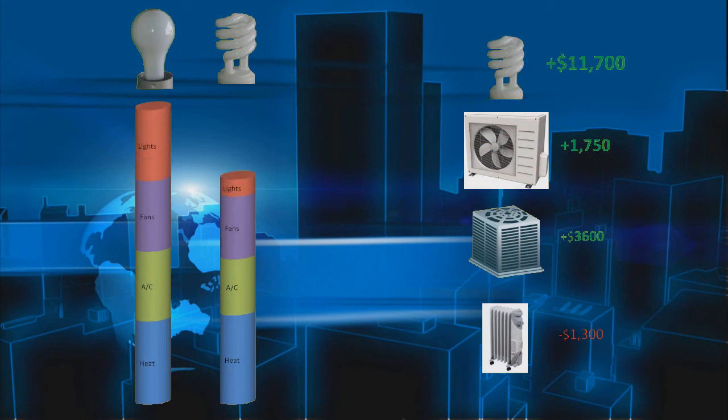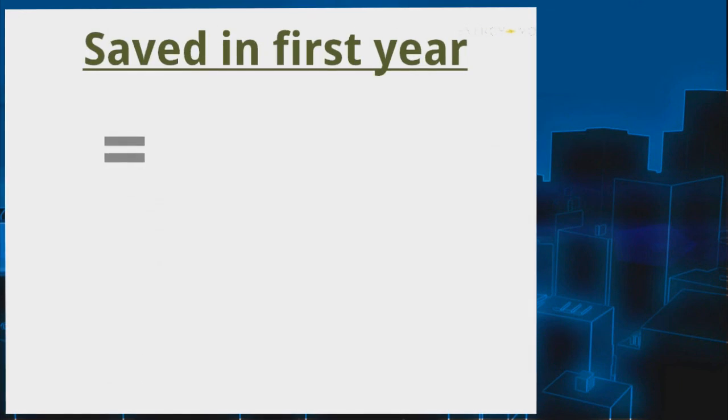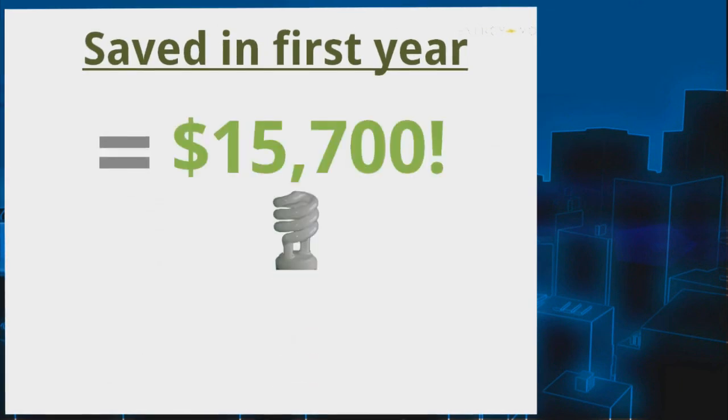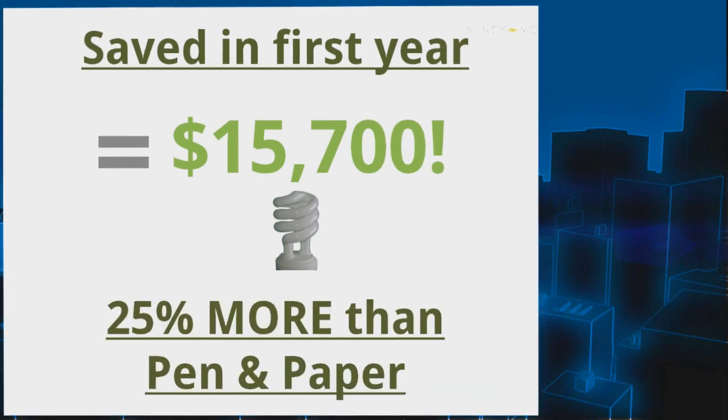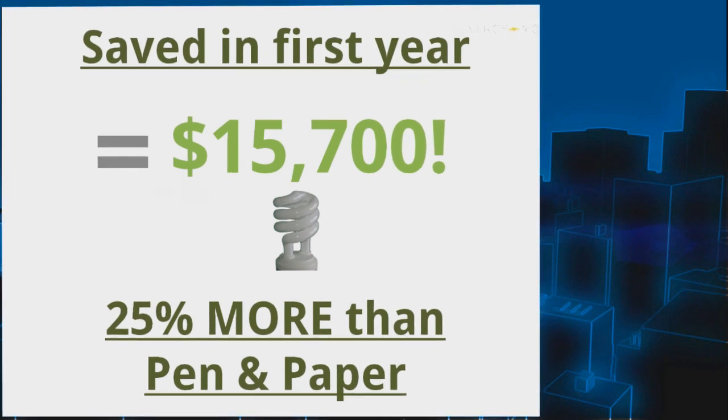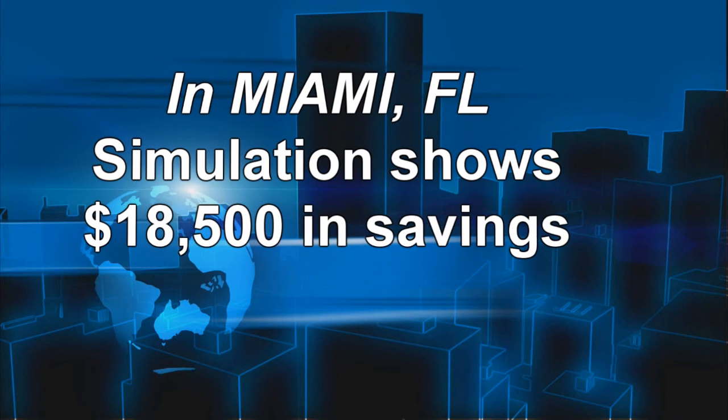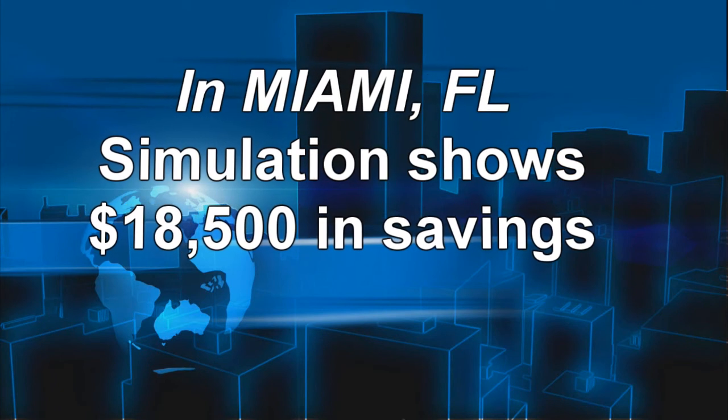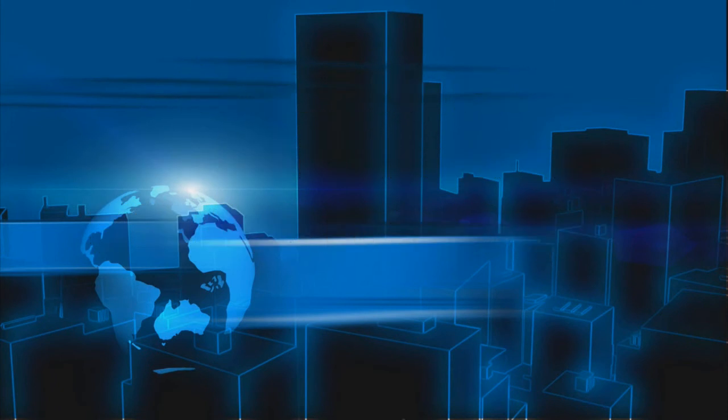So even after accounting for the loss in heating, we find that we save $15,700 in the energy model when we count all the bits and pieces. This shows an additional 25% savings than what's actually advertised for the bulbs. And this is considering that we are in Chicago. In a warmer climate, the additional bonus savings, you could call it, would actually be greater.